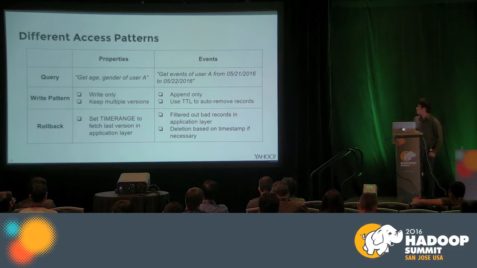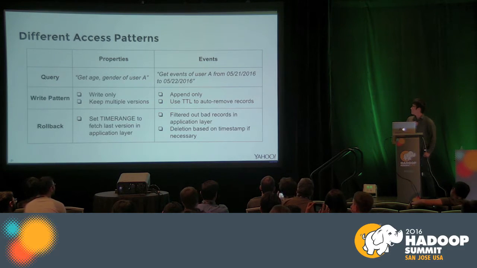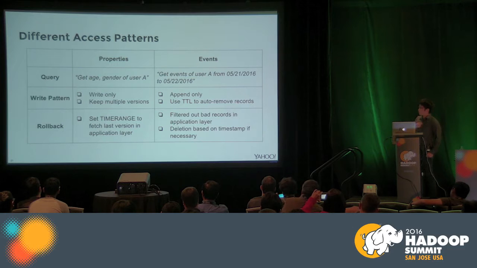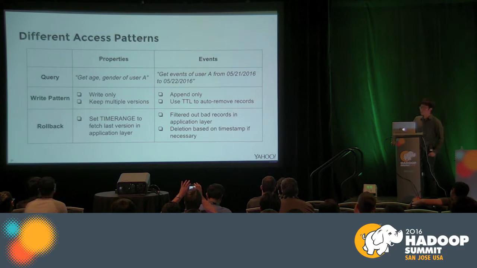Because we have different use cases on different parts of the user profile, we come out with different access patterns. Here is a comparison of the properties table and the events table. The supported query type is different. For the properties table, it's more like a single data point access, for example, get age and gender of this user. And for the events table, it's a range query by timestamp, like get events of this user from May 21st to May 22nd.